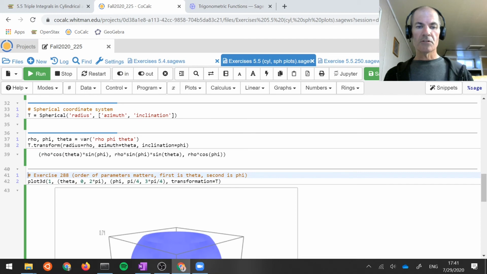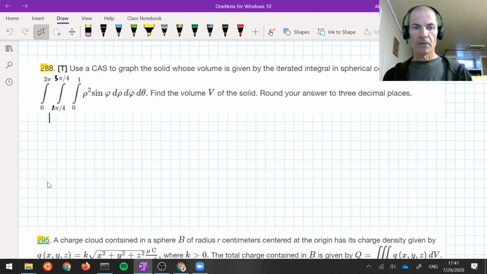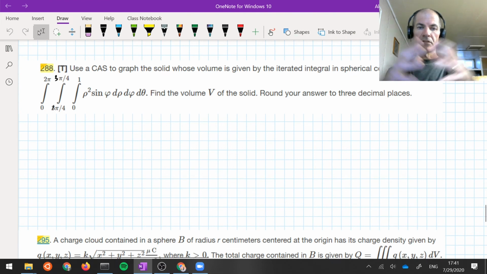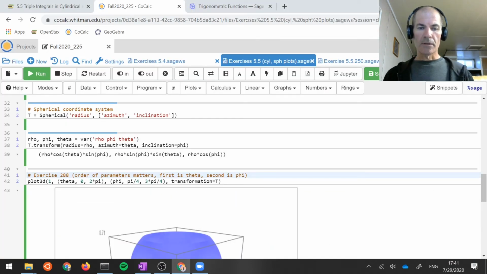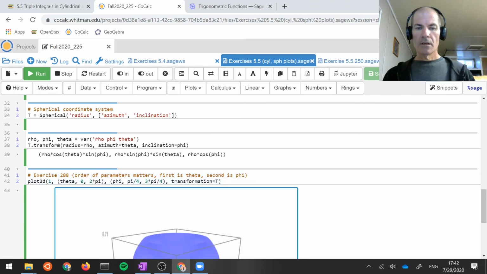And then finally, we just want to plot. We want to plot the sphere of radius rho equals 1. Right? That's what's going on right here. Rho goes from 0 to 1, so I want to see what that outer limit looks like. So it goes from 0 to 1, and theta is going to go all the way around, and phi is going to go from pi over 4 to 3 pi over 4, and we're going to plot it according to this transformation. And this is the shape that we get.